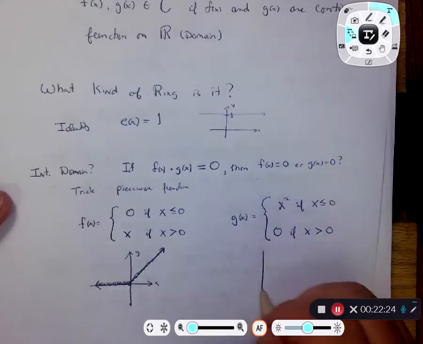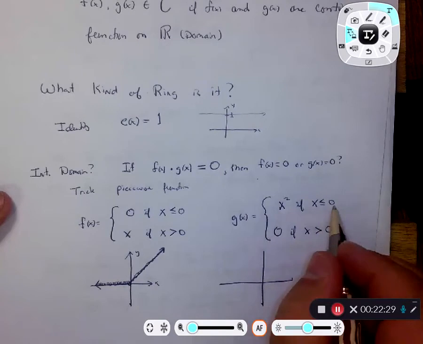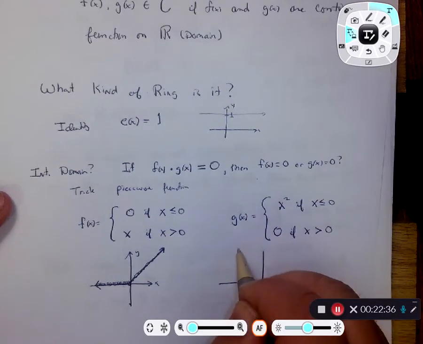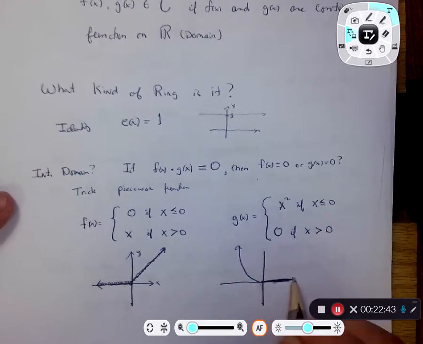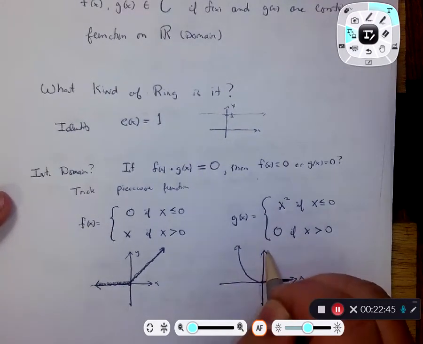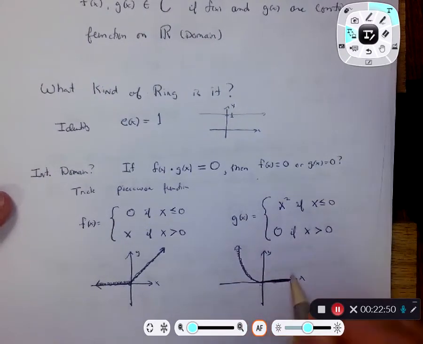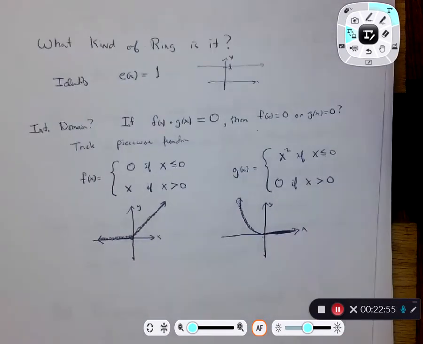So what that's going to look like over here is if you got a negative number less than or equal to 0, you square it. So negative 1 squared is 1, negative 2 squared is 4. It's going to look like this, a parabola. But once you get to 0 and beyond 0, you're just going to flatline it to be 0, and it connects right there. So this is the graph of g of x, and it's continuous.